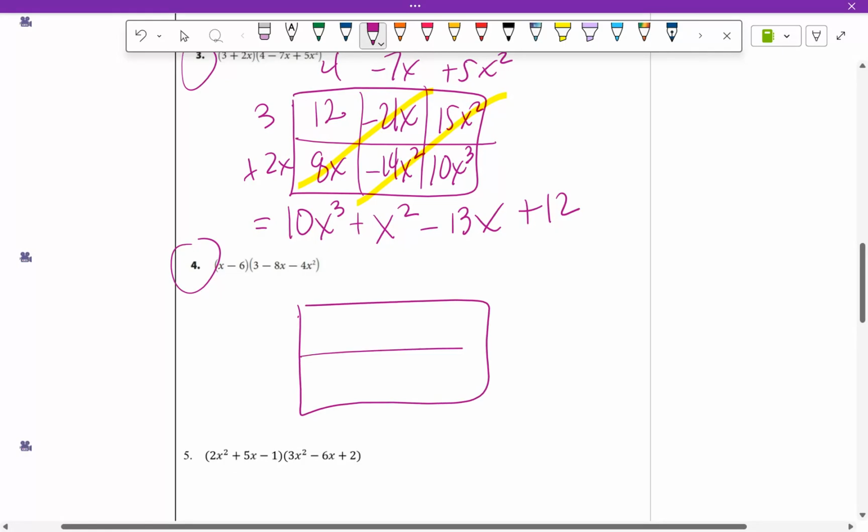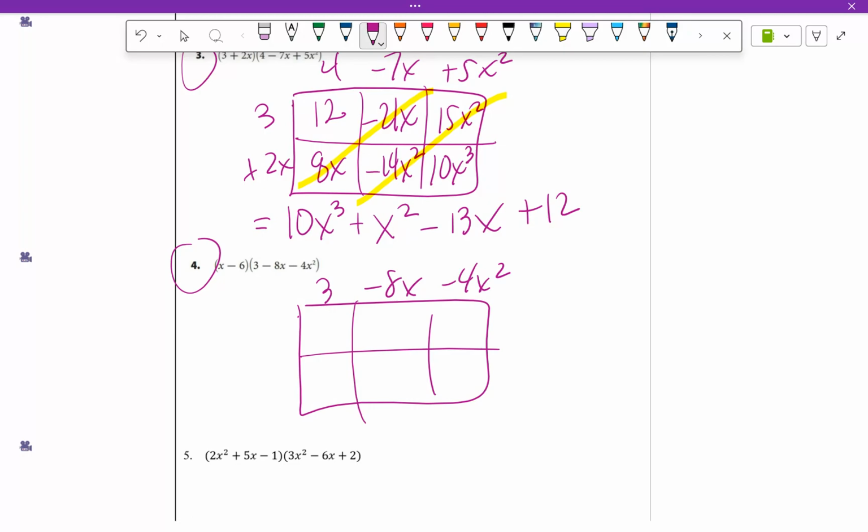All right, let's do one more here. Let's check it. So 3 minus 8x minus 4x squared and x minus 6. All right, what's x times 3? X times negative 8x. Good. X times negative 4x squared. Good. Negative 6 times 3. Negative 6 times negative 8x. And then negative 6 times negative 4x squared.